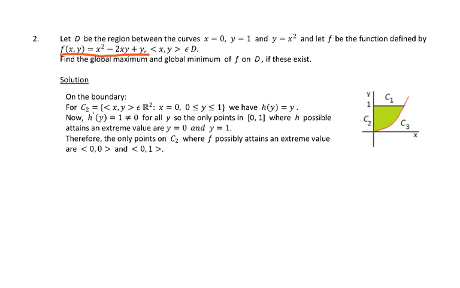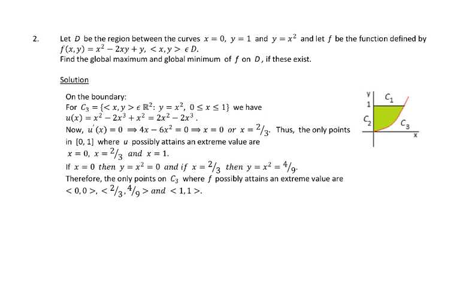On C3, we have y equals x squared with x between 0 and 1. Again, if you substitute y equals x squared in the rule for the function, you find a function of only one variable, namely u, with u at x equals, after simplification, 2x squared minus 2x cubed.